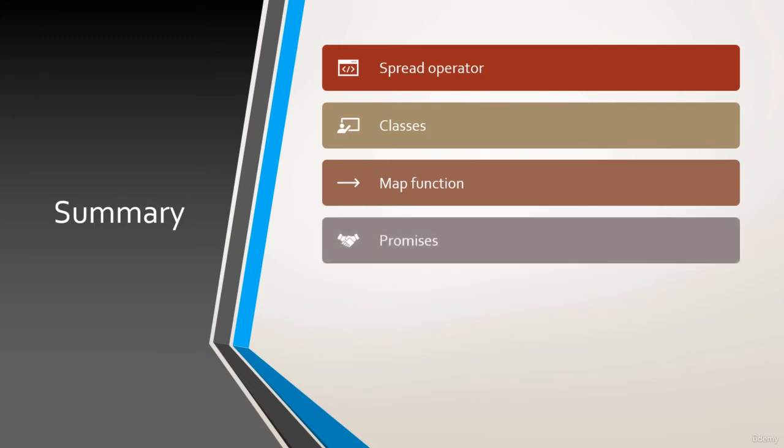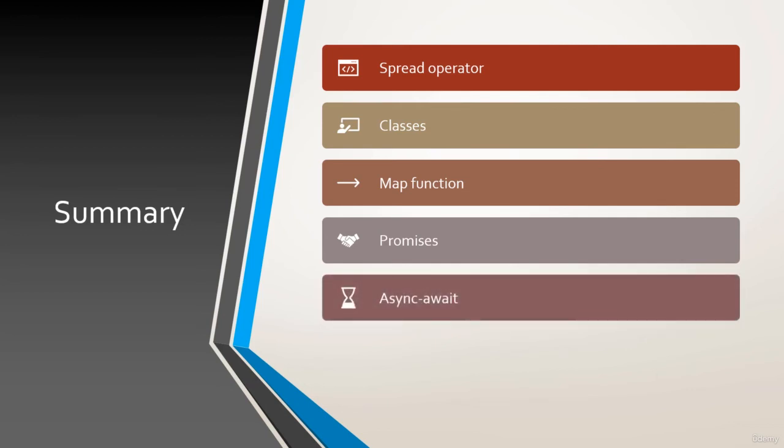Promises represent operations that will be fulfilled in the future and allow us to do other stuff with our application while those operations are finished. Async await allows us to use a nicer syntax to work with asynchronous programming.